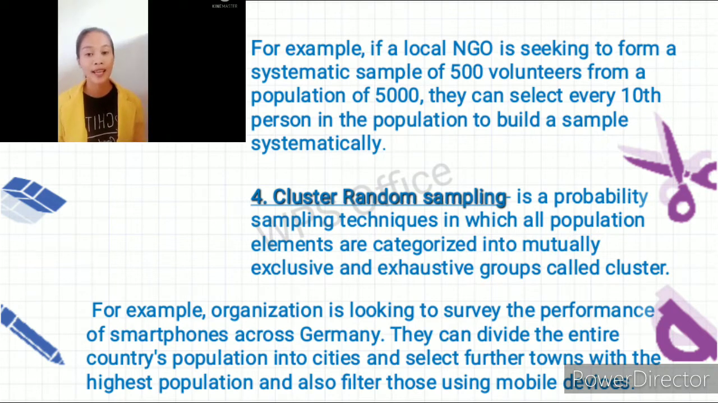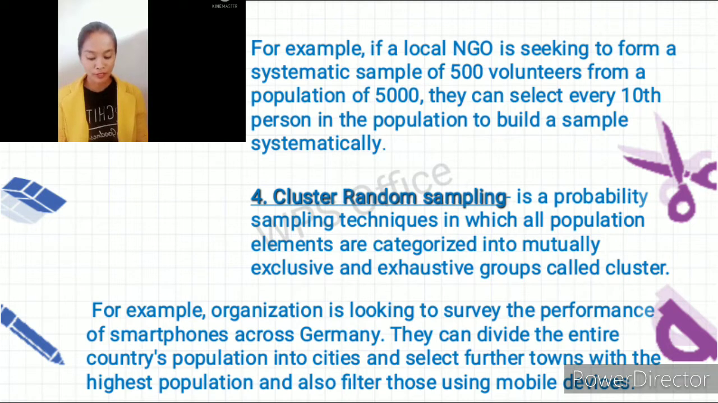So, lastly is cluster random sampling. It is a probability sampling technique in which all population elements are categorized into mutually exclusive and exhaustive groups called clusters. Clusters are selected for sampling and all or some elements from selected clusters comprise the sample. So, one example of this is an organization looking to survey the performance of smartphones across Germany. They can divide the entire country's population into cities and select further towns with the highest population and also filter those using mobile devices.